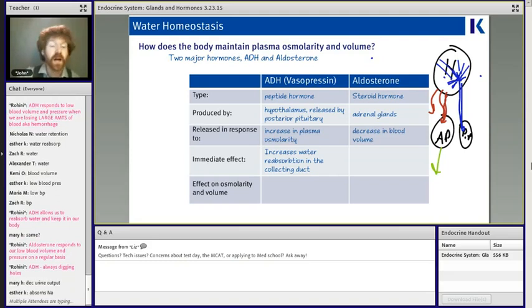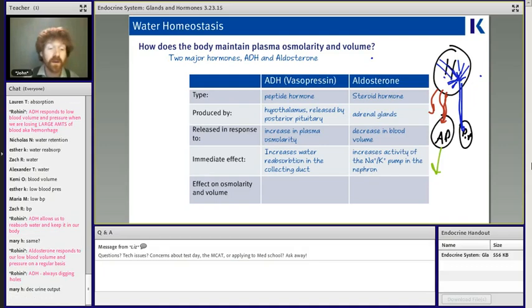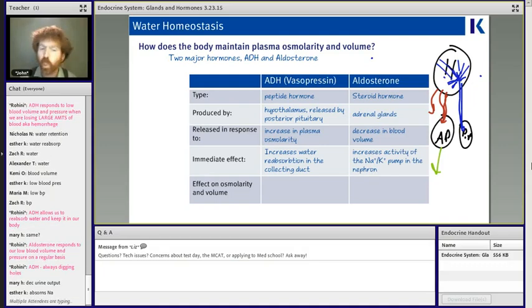Aldosterone absorbs sodium. Nice work. So aldosterone increases the activity of the sodium-potassium pump in the nephron. Thus, you're going to reabsorb more salt. Now, here's where things get a little bit wonky, we can say.